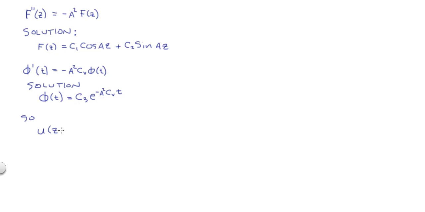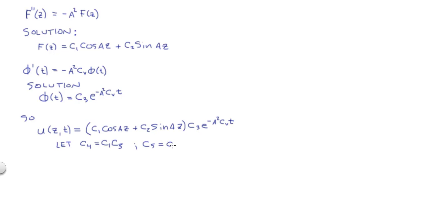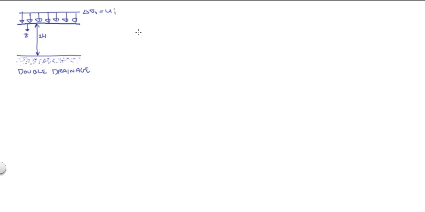So now we can write out our expression for u of z comma t, having solved for these ordinary differential equations. c1 cosine az plus c2 sine az times c3 e to the minus a squared cv times t. Now we can lump these constants together. There's no reason to retain separate expressions for c1, c2, and c3. So let's let c4 equal the product c1 c3, and c5 equal the product c2 c3. Making our substitutions, we now have only two constants to solve for in this differential equation. And we end up with the expression that's shown here.